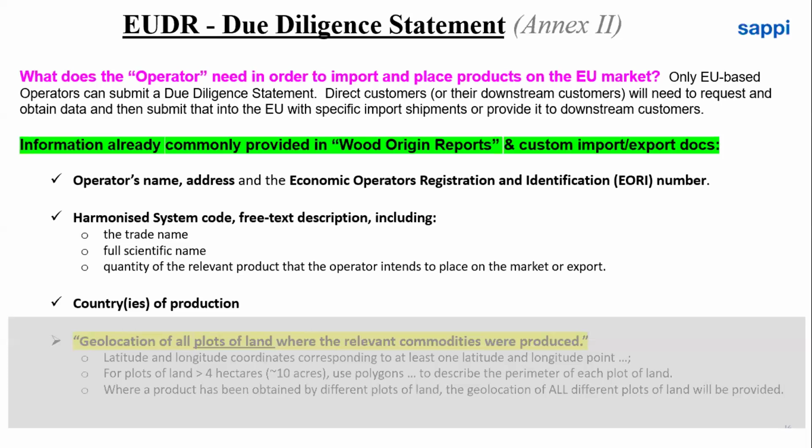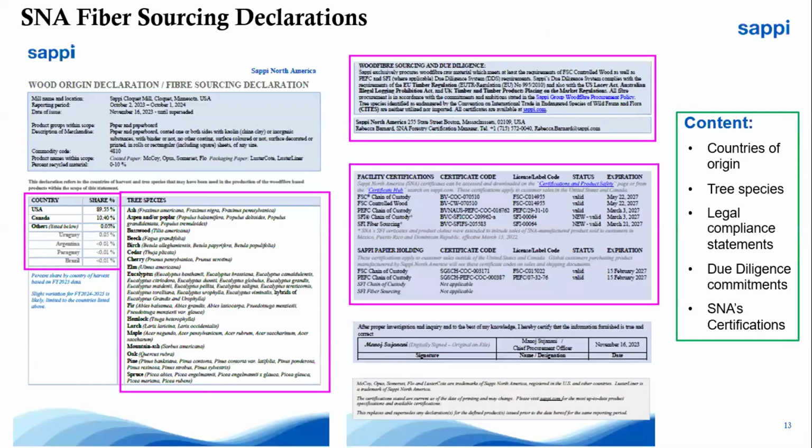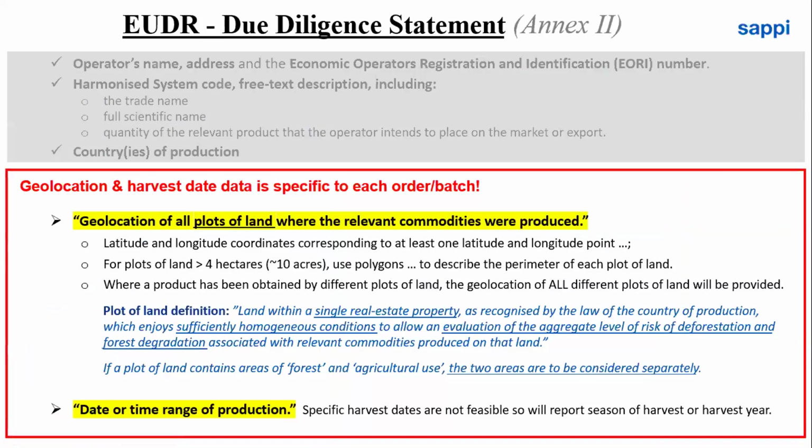That's already commonly communicated. As an example, this is what SAPI's documents look like that we provide for the purposes of custom import-export. It includes the commodity code, the product name, the quantity, the country of origin, the species, et cetera, et cetera. So everyone's documents look a little bit differently, but some people call these wood origin reports. These are very, very commonly exchanged documents, and they're actually required under certification. So those first few data points are not the concern. So what is the concern? It's this last item, the geolocation and harvest date.